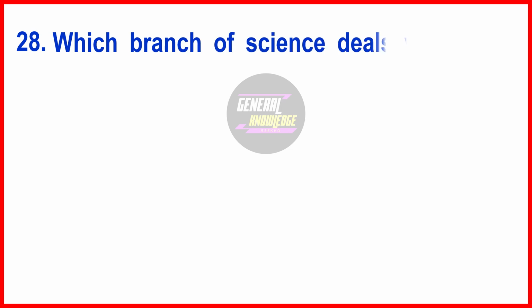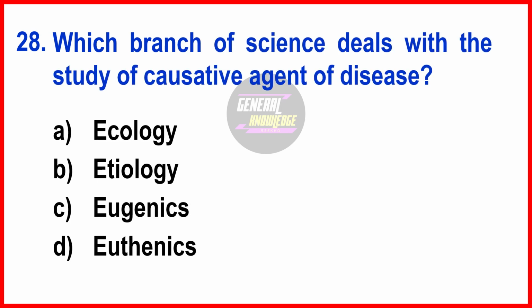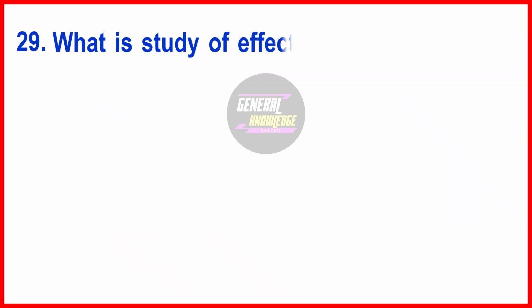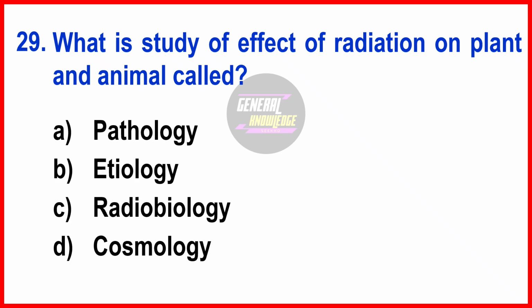Question number 28. Which branch of science deals with the study of causative agent of disease? The right answer is option B, etiology. Question number 29. What is study of effect of radiation on plant and animal called? The right answer is option C, radiobiology.